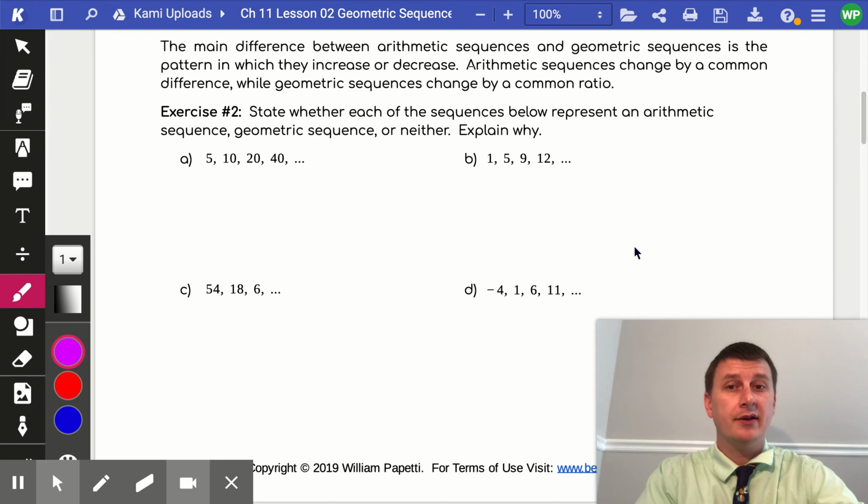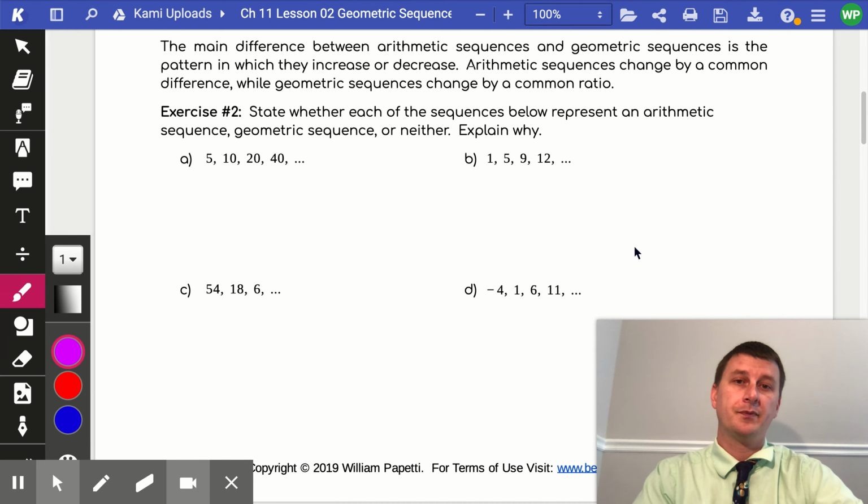And it says right here, the main difference between arithmetic sequences and geometric sequences is the pattern in which they increase or decrease. Arithmetic sequences change by a common difference, while geometric sequences change by a common ratio. So in other words, for an arithmetic sequence, you're adding the same amount over and over and over. And for geometric sequences, you're multiplying by the same amount over and over and over.